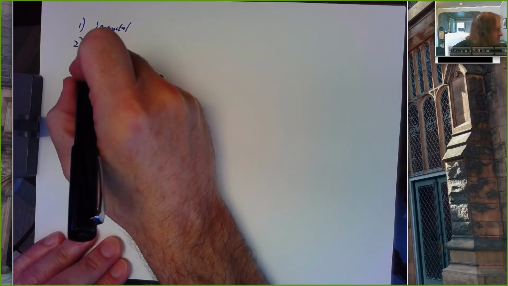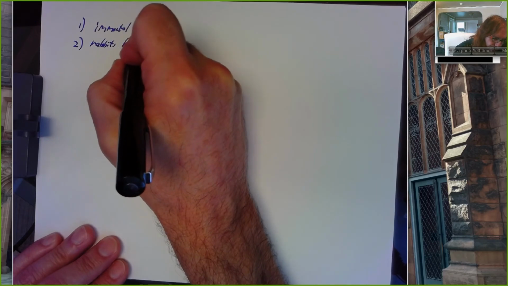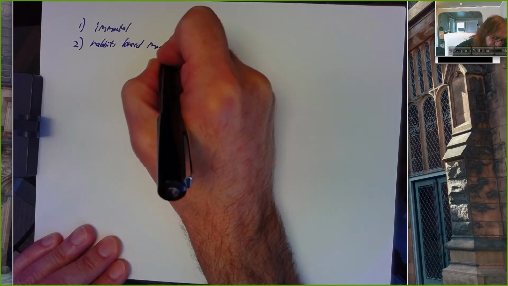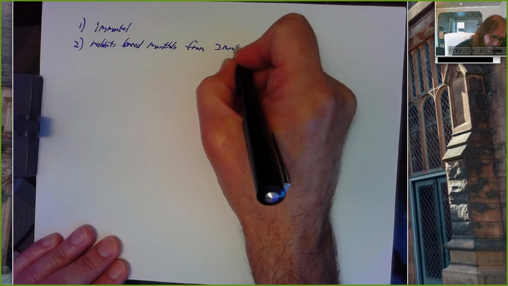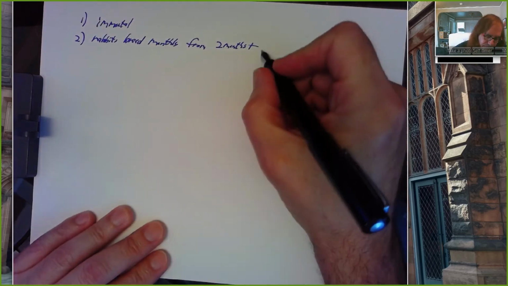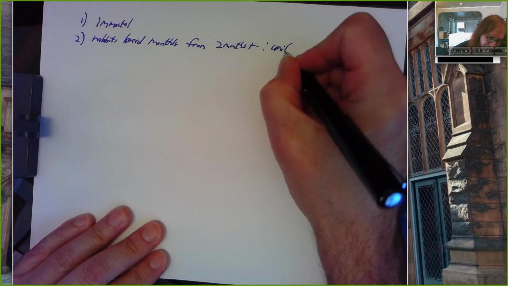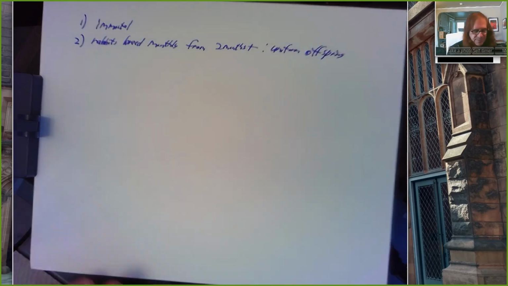Two, rabbits breed monthly from 2 months forward. So a newborn rabbit, a 1 month old rabbit does not breed. When a rabbit gets to be 2 months old, it will breed every month. And they have uniform offspring. Okay, so this is a really simplified universe of rabbits.